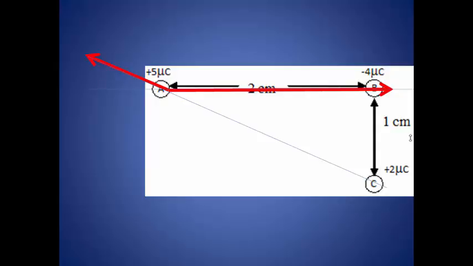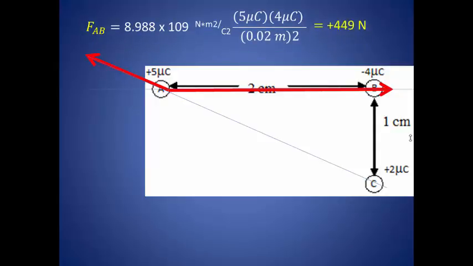So let's start with the force of B on A, since it is a nice straight horizontal line for us. We have both charges and a distance, and so we can math that out and find the force to be 449 newtons to the right. Notice this time around we assigned the right to be positive.